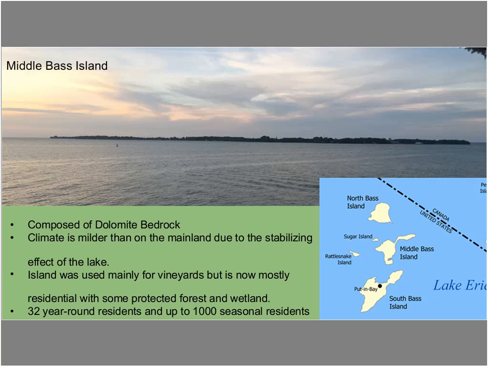So we conducted our study on Middle Bass Island, which is right across the water. It's composed mainly of dolomite bedrock, which is similar to limestone, so it's pretty soft. The climate in the island area is a lot milder than on the mainland due to the stabilizing effect of the lake, so it's a really great place to see a lot of diversity in plants and animals. The island in the past was used mainly for vineyards, so pretty much the whole island was deforested for these vineyards, but around Prohibition time, they were mostly abandoned and left to regrow naturally. So a lot of it now is regrown back to its natural forest. It is mostly residential with some protected forest and wetlands.